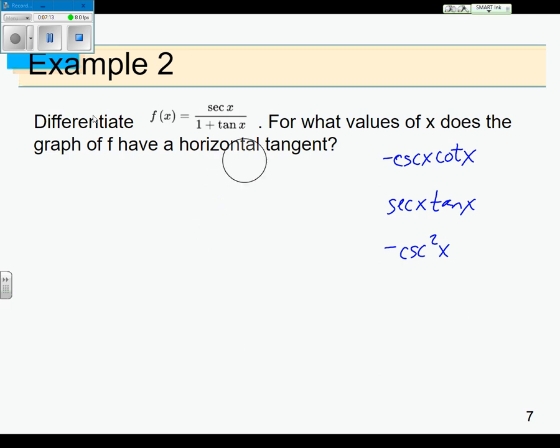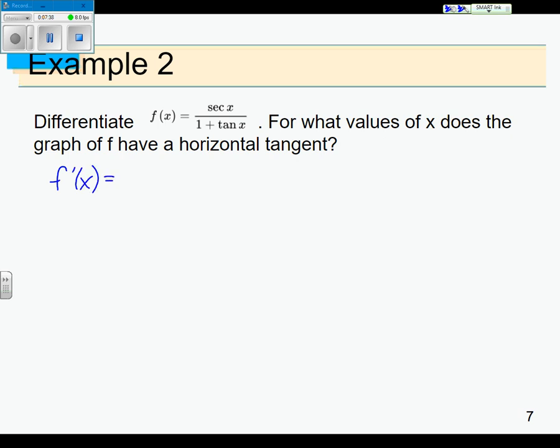So now, I will be able to differentiate any trig function. And I can do it within a product, a quotient, or can't do it if it's raised to a power just yet, but we'll get there by the next video. So I want to differentiate this function and then find horizontal tangents. So let's go ahead and differentiate it.